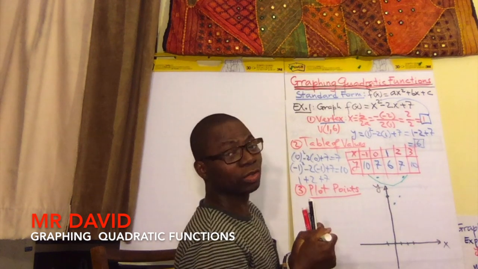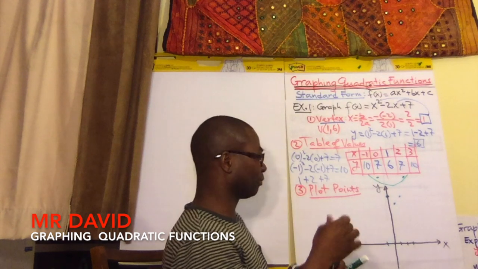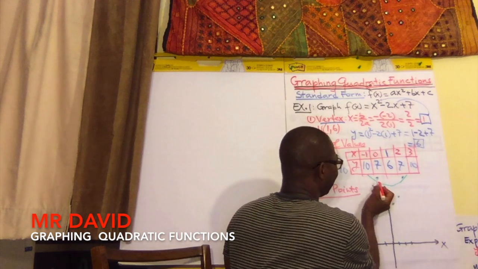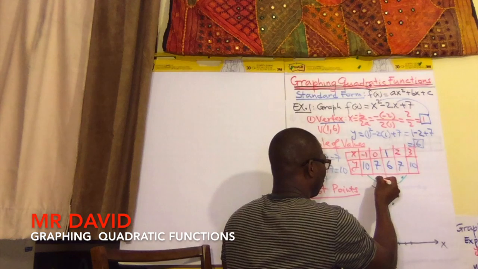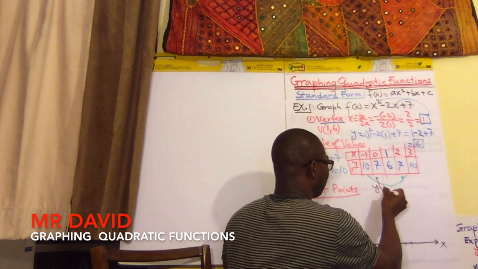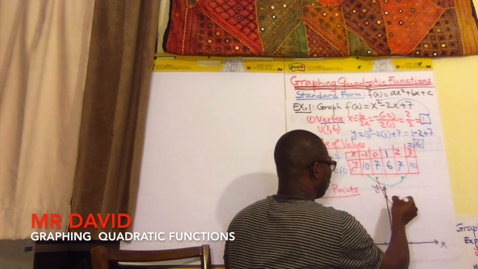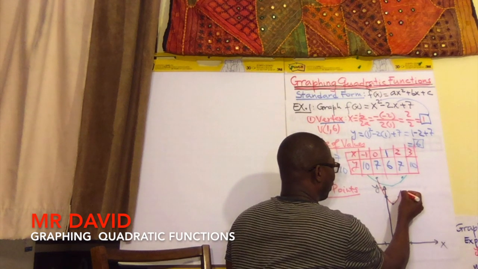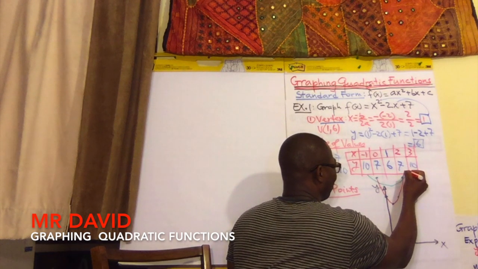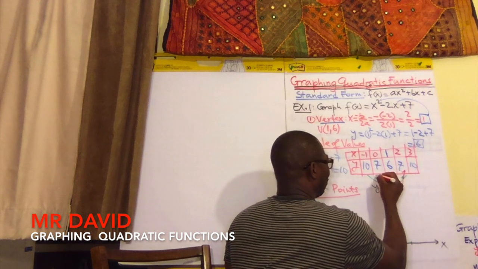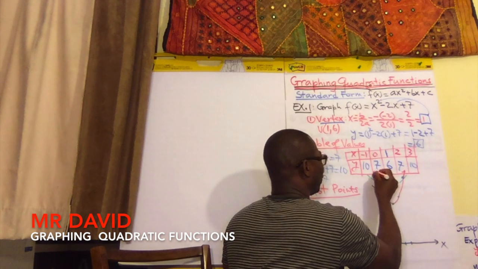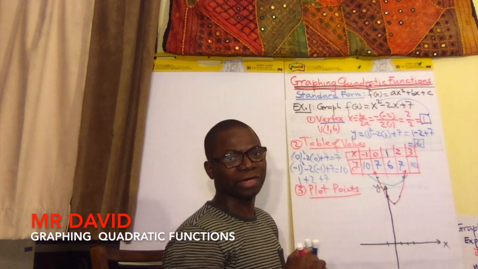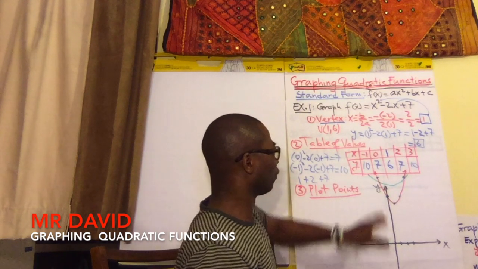Now you're going to nicely connect them. Nicely. Connect smoothly. Don't use a ruler, okay? Because it's a parabola. So we don't use a ruler for a parabola, okay? You try your best. Okay, I'm going to extend. I don't want to stop at the point. I'm going to extend with an arrow. Okay? So this is our parabola.